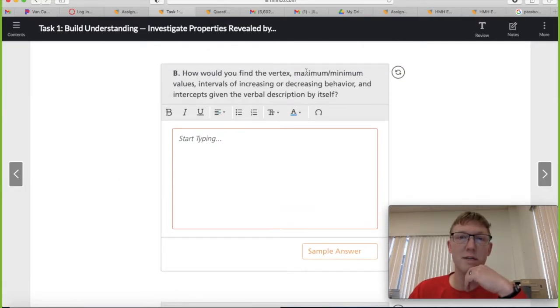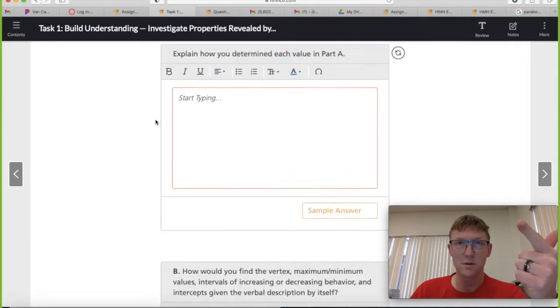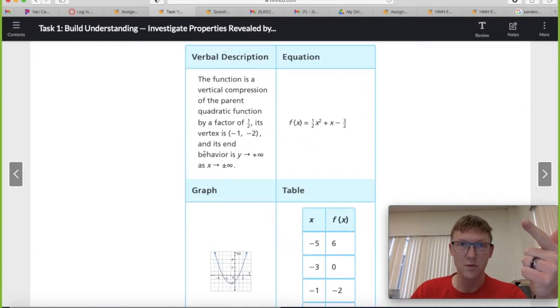How would you find the vertex, maximum, minimum values, intervals of increasing, decreasing, and intercepts given the verbal description by itself? So the verbal description gives you the vertex. It gives you the end behaviors. So from there, you can figure out your maximums and minimums.